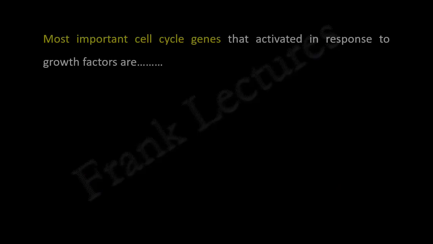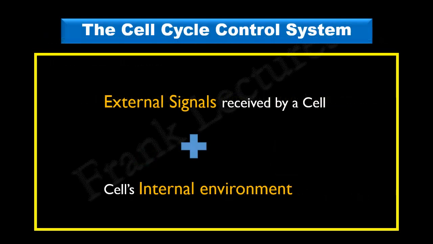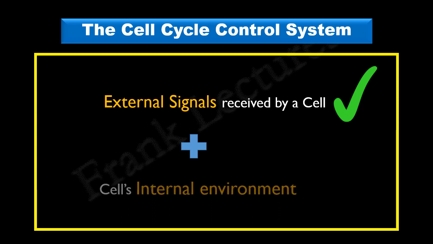Most important of these cell cycle genes are the genes transcribing cyclins and cyclin-dependent kinases. We will study them shortly. I hope now you have a clear idea about the first part of the cell cycle control system, that is, the extracellular signals that regulate the cell cycle. Let's now understand the second part, the internal environment of the cell.